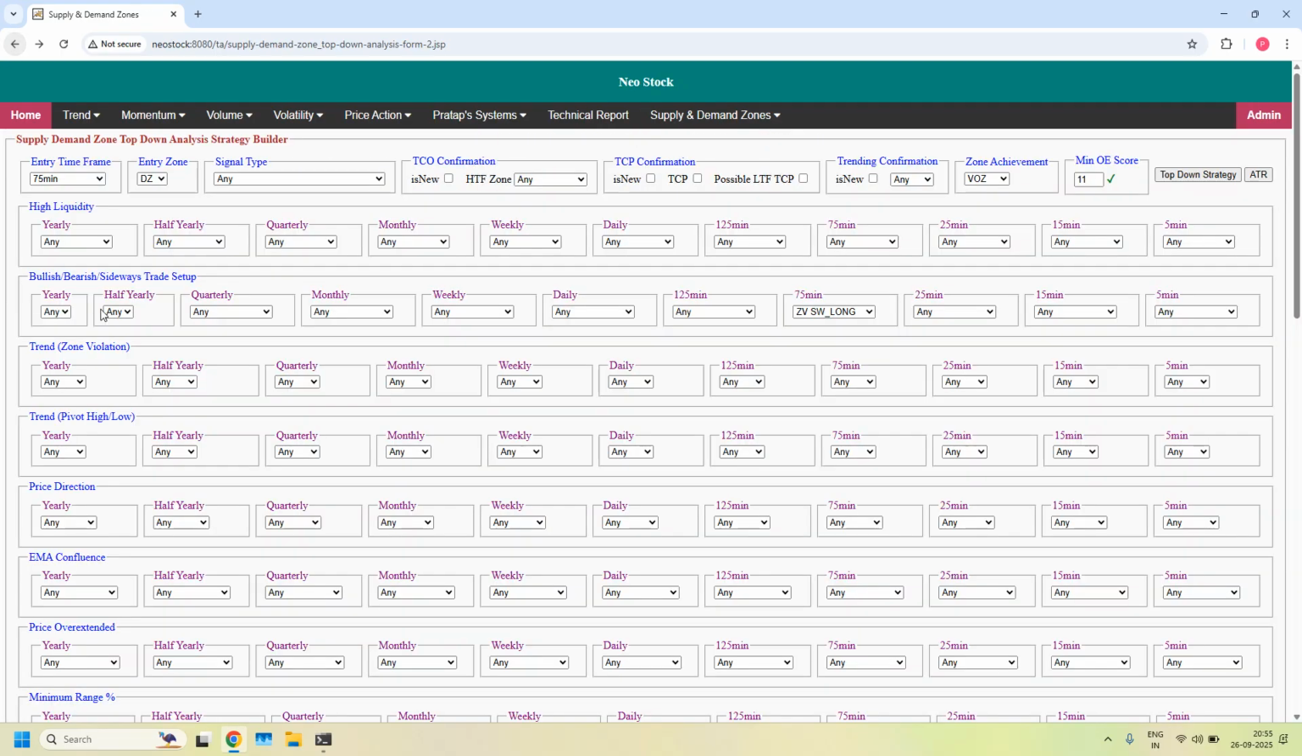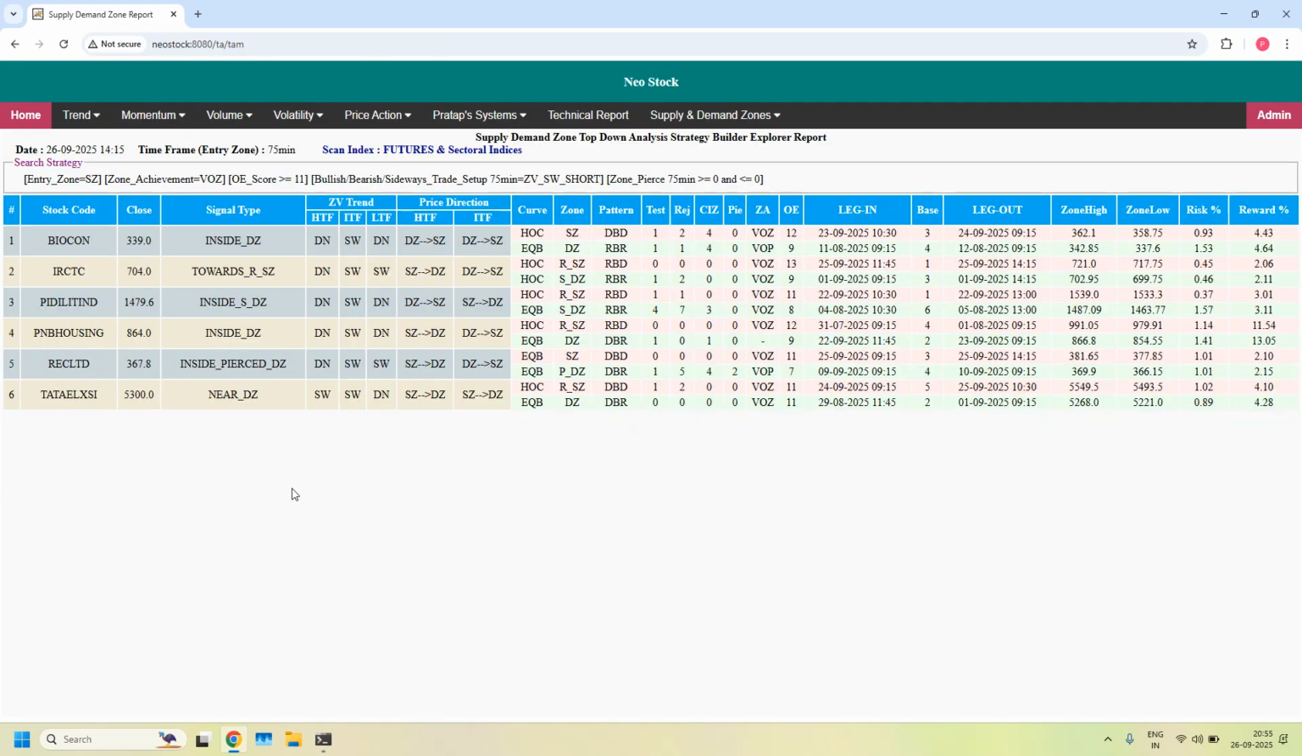Okay, next for sideways short trade setup for weekly income trade, entry time frame is 75 minutes supply zone and sideways short. We got 6 stocks. And all the 6 stocks, all these are 75 minute supply zones or entry time frame zones. You can plan your short trades in these supply zones if less than 30.3 video checklist items are satisfied. Otherwise, higher chances of zone violation. Okay, this is a sideways short trade setup.